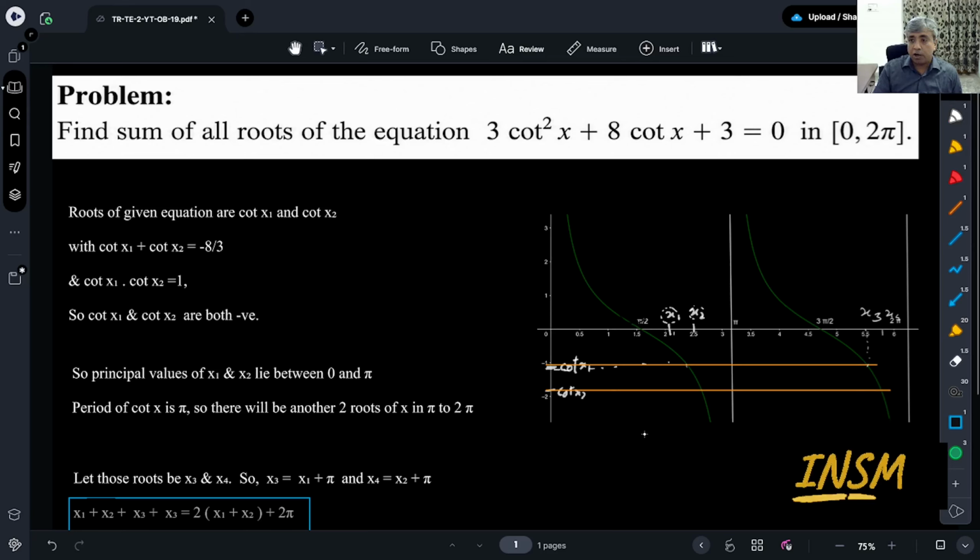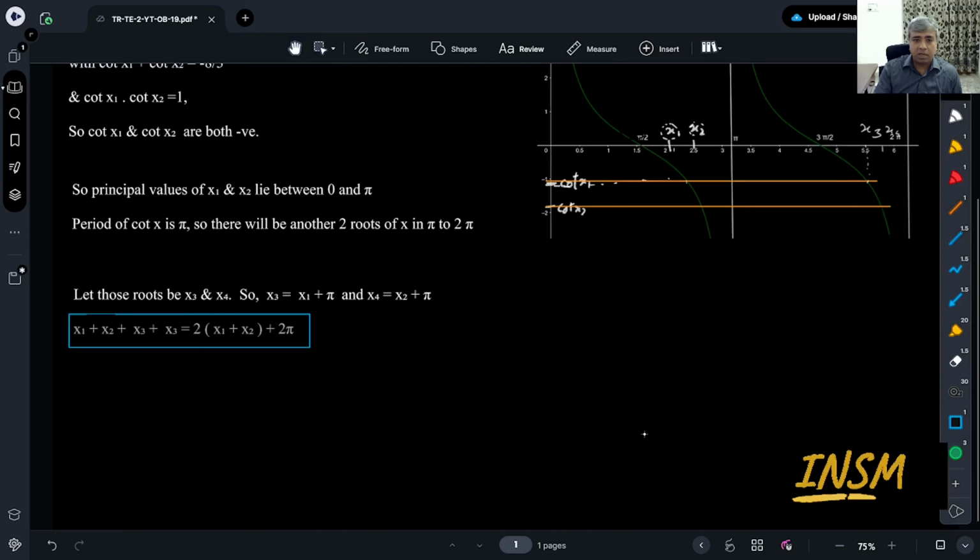Once you get this, the sum of roots that we are looking for will be x1 plus x2 plus x3 plus x4. So x3 we put as x1 plus pi, x4 we put as x2 plus pi. So this will come as 2 times (x1 plus x2) plus 2 pi. So now the task is to find x1 plus x2. And this also we can find without finding cot x1 and cot x2.